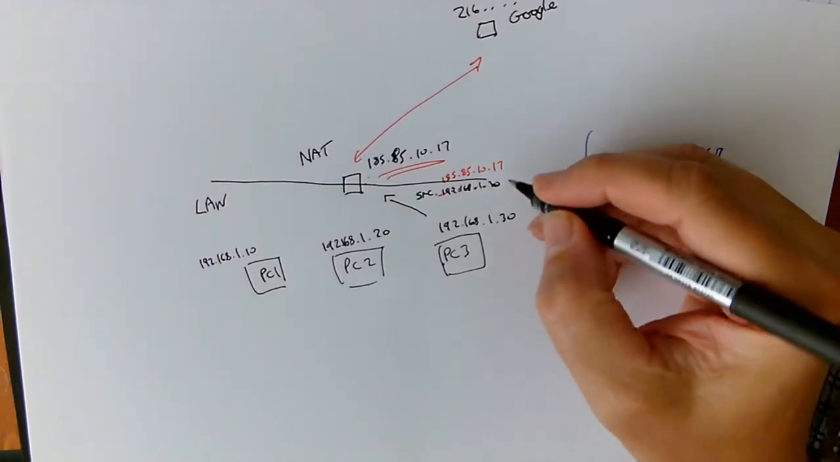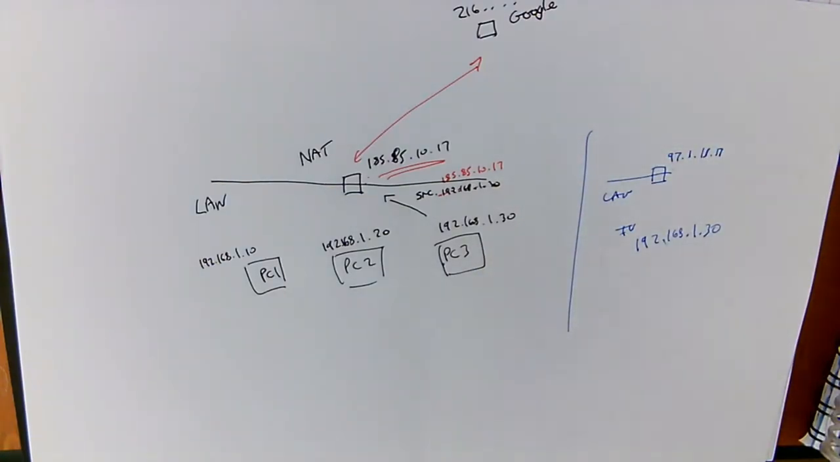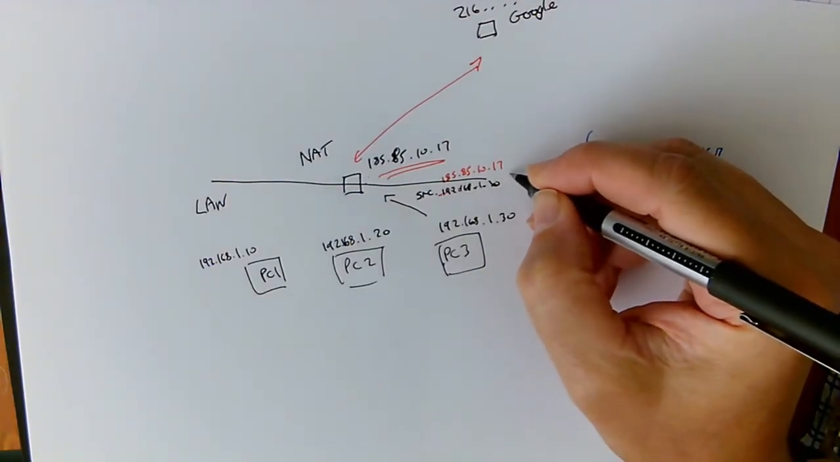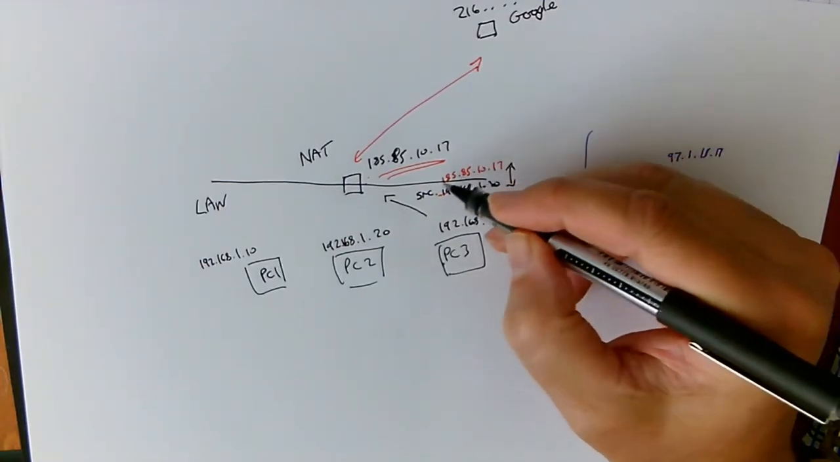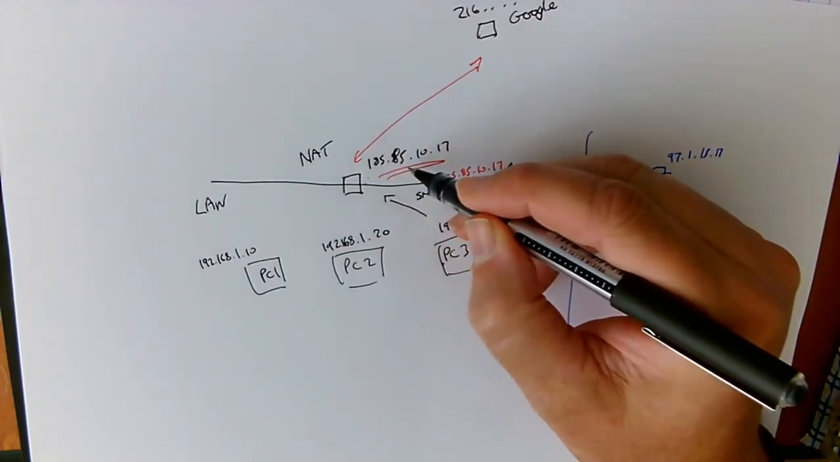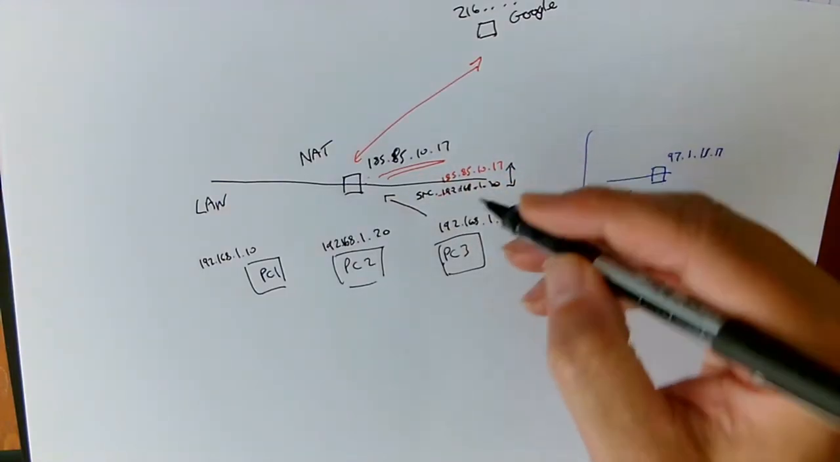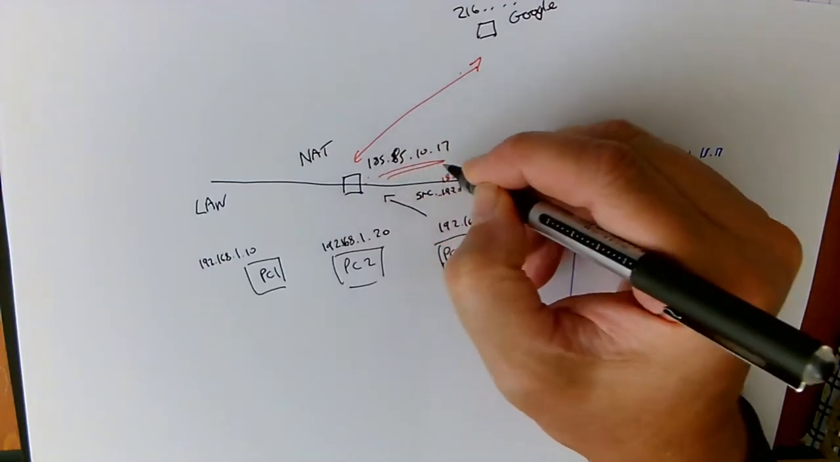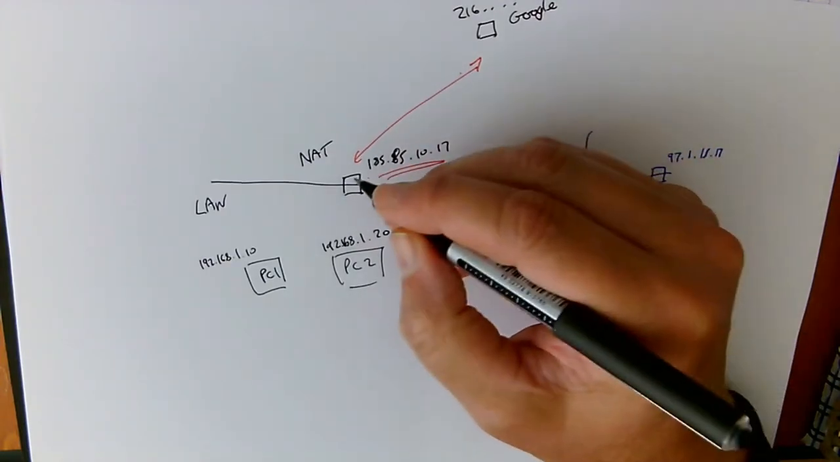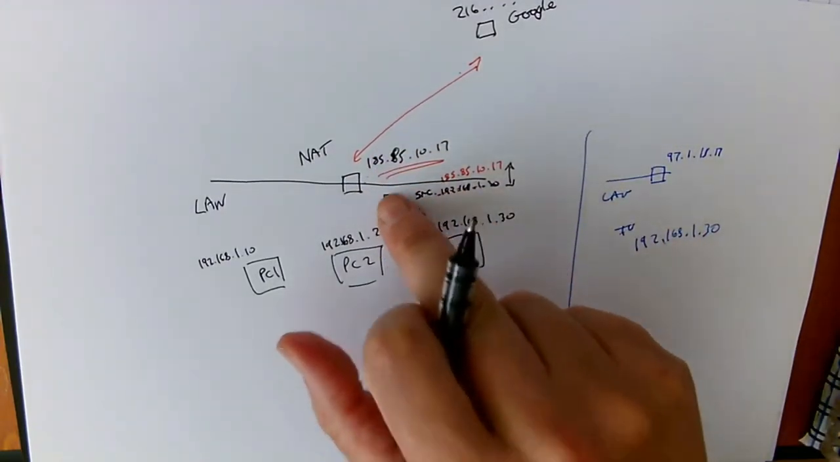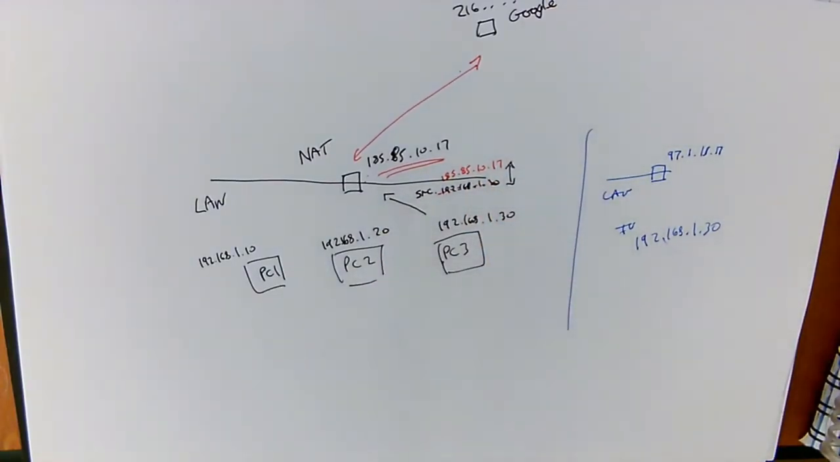So the question now is, well, hang on a minute. How does it know which packets coming into this input address are destined for 1.30? Every packet coming back here will have a destination address of 10.17. So why is it that it knows? And the answer is connection tracking.